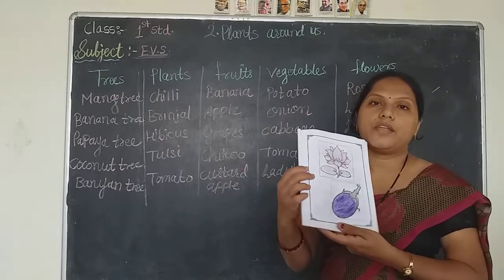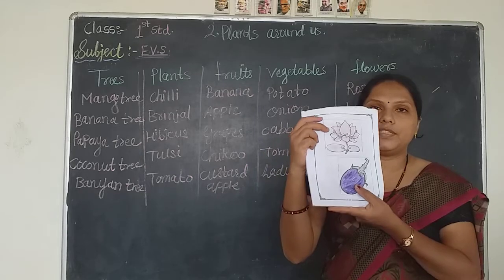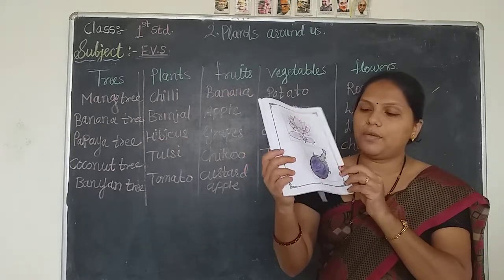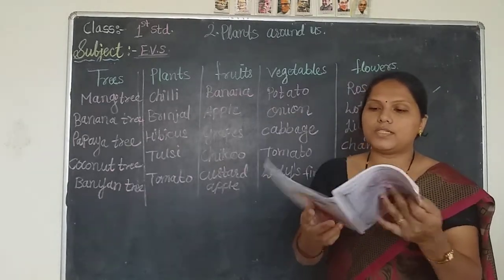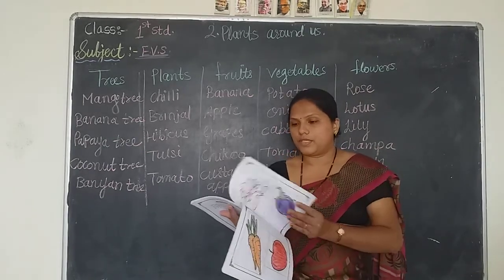Next one, which flower is this? Good. This is a lotus. Next one, the last one, is a brinjal. You have to color these six: flowers, fruits and vegetables.